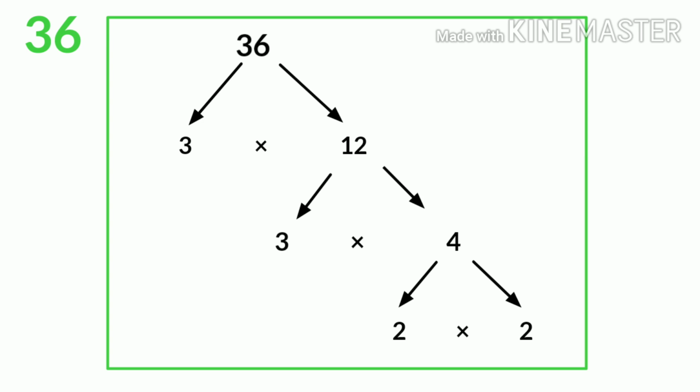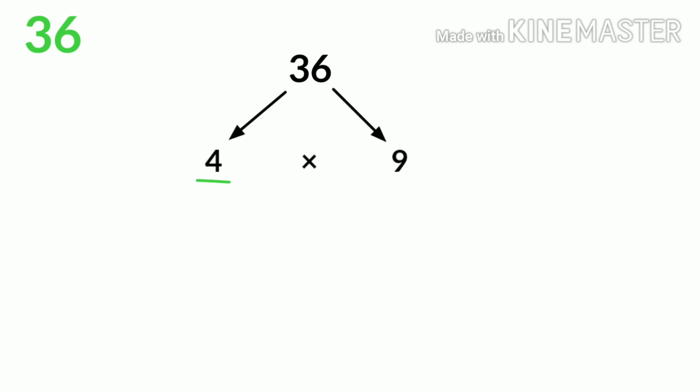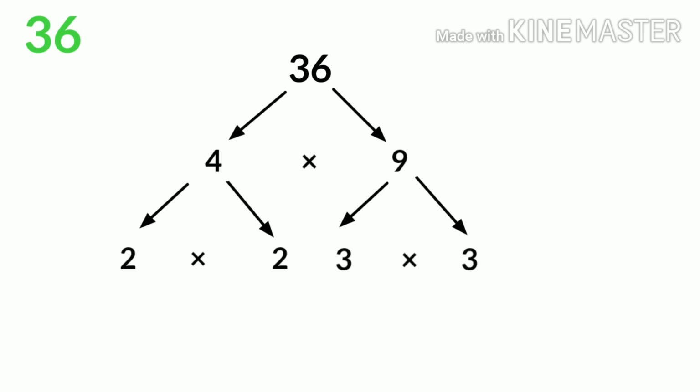We can make one more factor tree for 36 using the factors 4 and 9. So to make the factor tree using these factors, we will first write 36 as the product of 4 multiplied by 9. Now, we will further write 4 as the product of two smaller factors. That is, we will write 4 as 2 multiplied by 2. And we can also write 9 as the product of two smaller factors. That is, we can write 9 as 3 multiplied by 3.